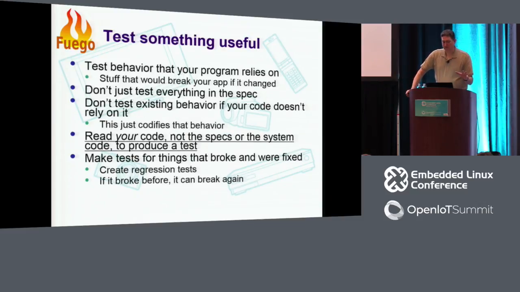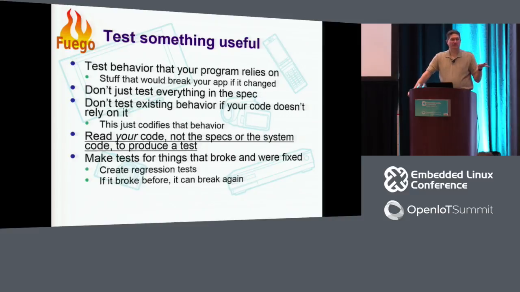This is the last idea, really, and I was going to promise I'm not going to go over, but that ship has sailed. So the idea here is to test behavior that your program relies on. That is stuff that would break your app if it changed. If you're relying on some behavior of the kernel, a sysfs file path, the way a syscall behaves, or the way a library behaves, test that.